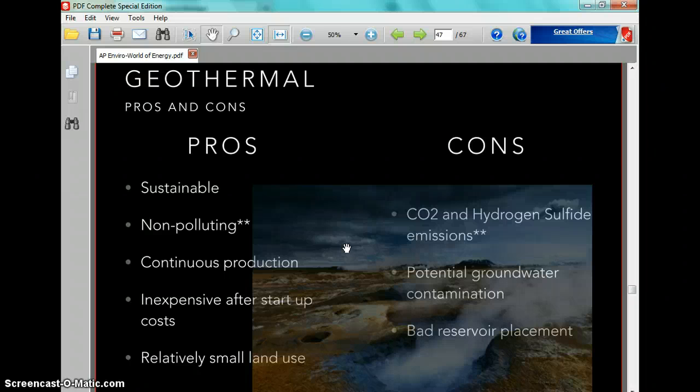The con is potential groundwater contamination with chemicals from the factories going down, because you're already down in the earth trying to get the heat. And there's bad reservoir placement. A lot of times the reservoirs of the heat are hard to get to, and you can easily damage the ecosystem while running.